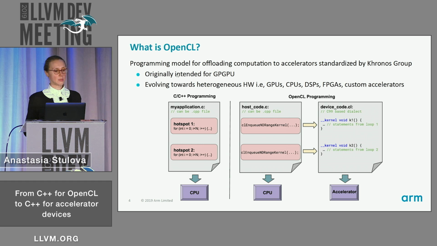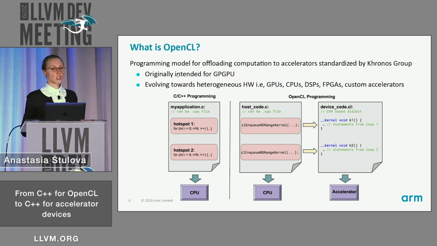So just to explain a little bit more about the model, drawing a comparison to C and C++ programming. Typically in sequential C and C++ programming, you will have some hotspots in your application, and that's where the majority of execution time is spent. And most of the time, these hotspots will be loops. What you can do with these hotspots in OpenCL is use special API calls to say that these hotspots are now going to be sent for execution on a more compute-capable device.